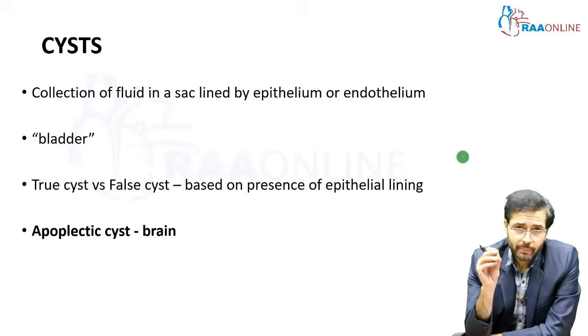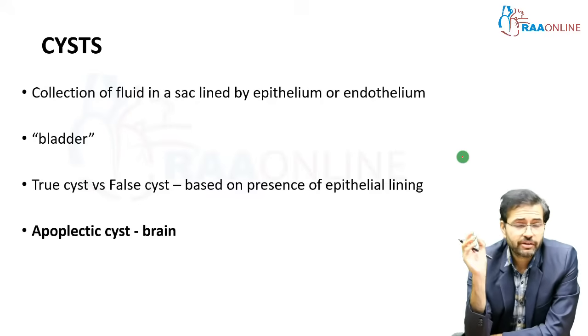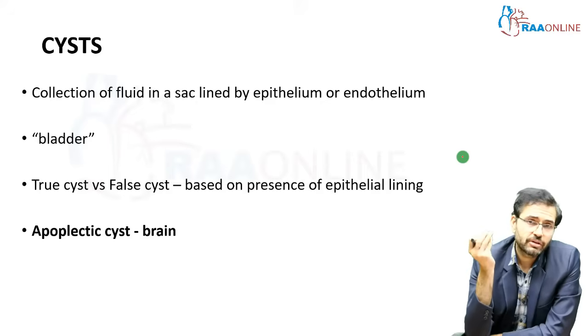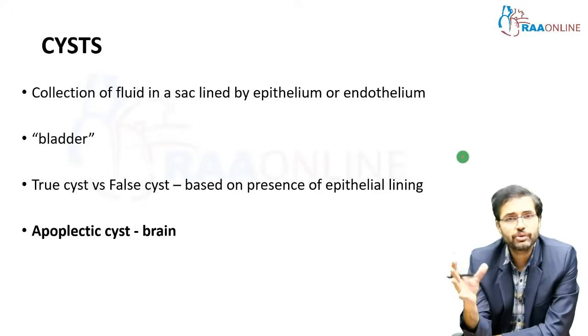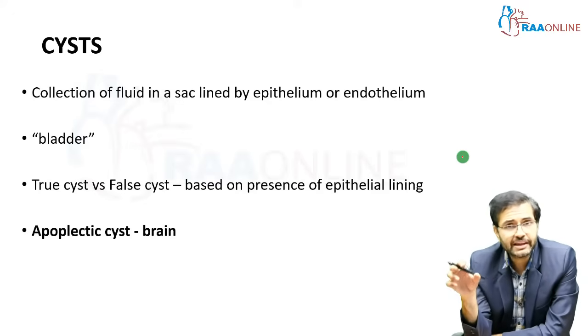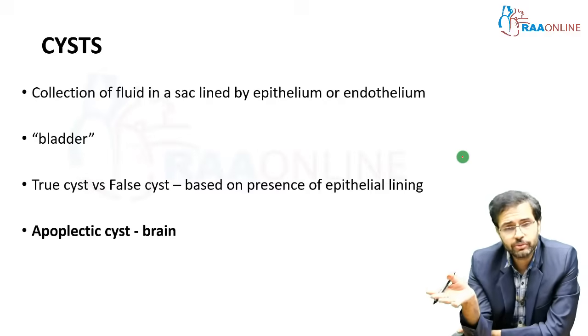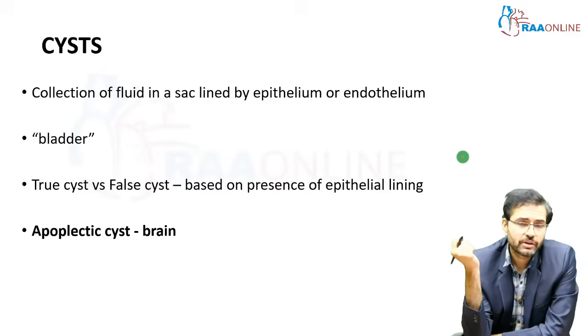A common example of a false cyst would be a pancreatic pseudocyst. Post-pancreatitis, as a sequela, you can have a peripancreatic collection which gets organized over a period of time, with a pseudocapsule forming a pseudocyst. So that is a common example of a false cyst.